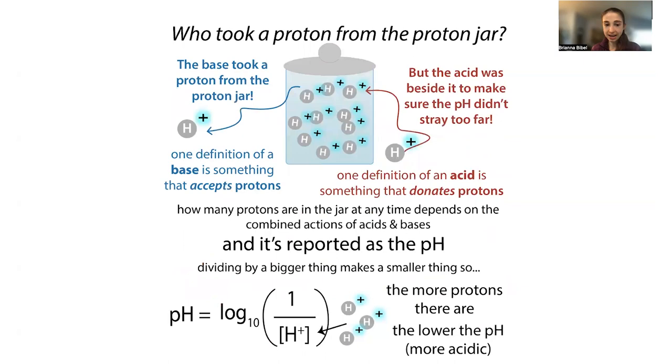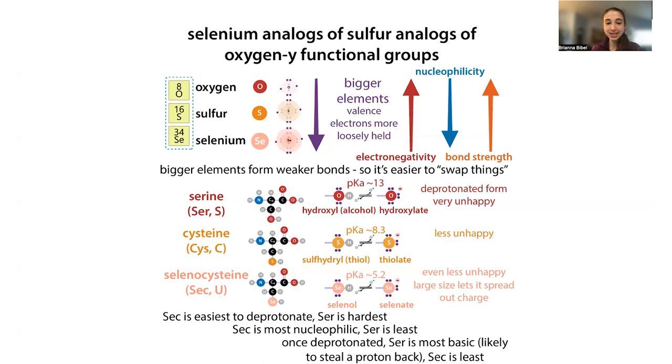So we can say that selenocysteine is more acidic than cysteine and more acidic than serine. And selenocysteine is in fact so acidic that normally in our bodies, it's going to predominate in this negatively charged selenate form. So it's going to have broken off that bond to that hydrogen. So it's going to be the easiest to deprotonate. And then it's going to be the least likely to act as a base to take a proton back, because when we have this selenate, we have a negative charge and we have it really spread out.